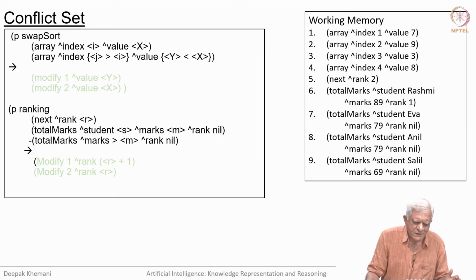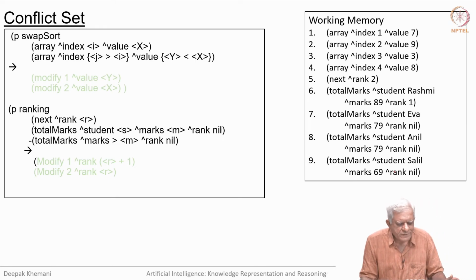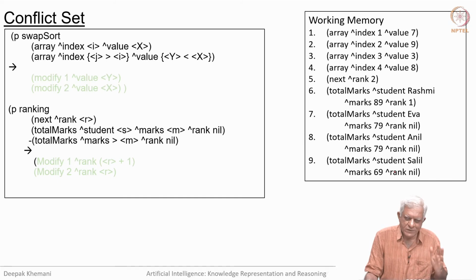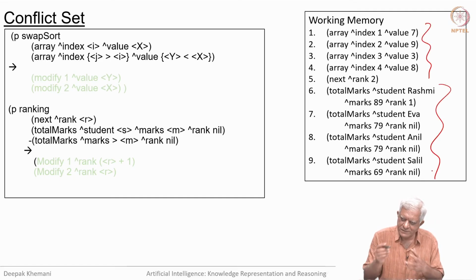So, let us say we are doing this swap sort and we are also doing this ranking, and let us say we have put all the rules together into one program, which is not always a good idea, but let us say we have these rules and we have this working memory element. So, we have a certain number of elements in that array, and we have a certain number of working memory elements describing marks of students.